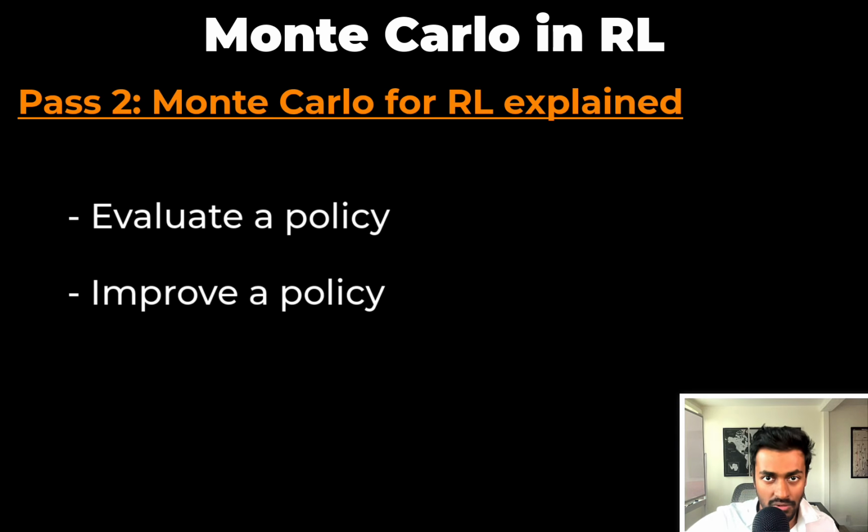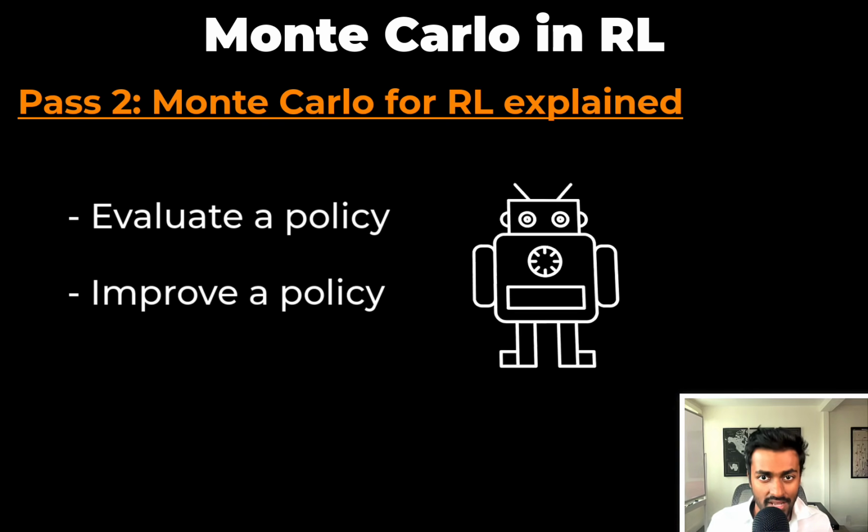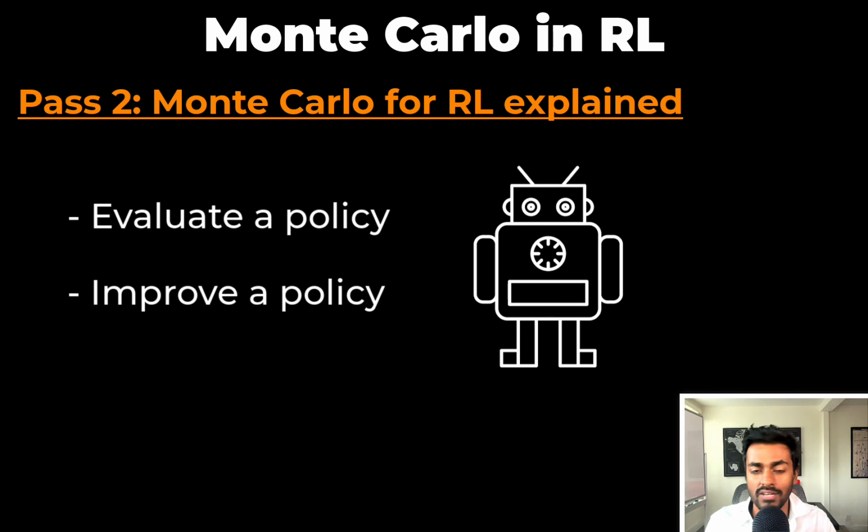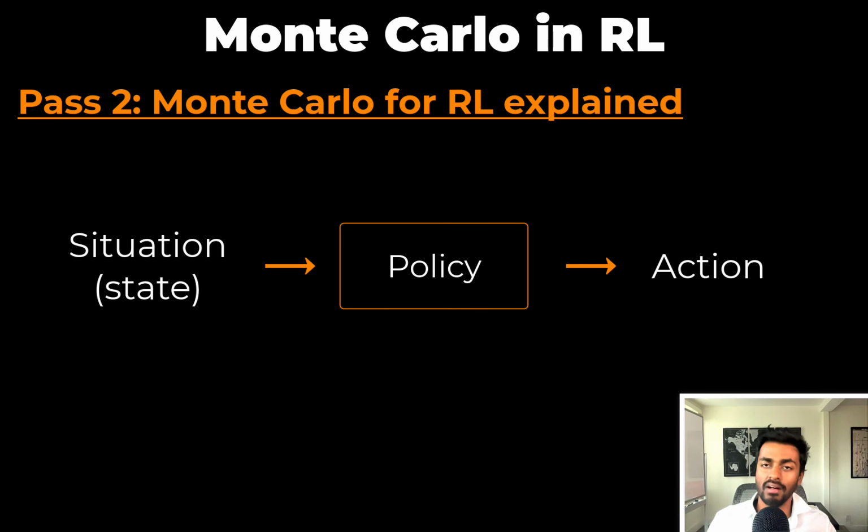Now on to Pass 2, where we talk about Monte Carlo methods specifically for reinforcement learning. Monte Carlo methods are used in reinforcement learning for two purposes. One is to evaluate a policy, and the other is to improve a given policy. So let's talk about each in detail with our fun, trusty robot, Frank. The policy can be thought of as the decision-making brain of any agent. Based on a situation, that policy will dictate what action the agent should take.